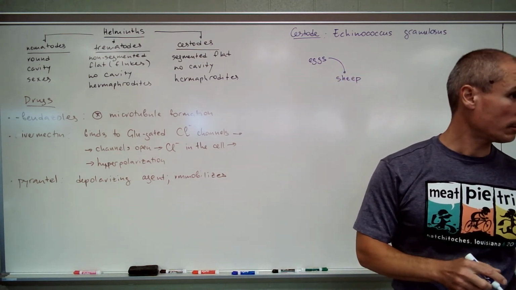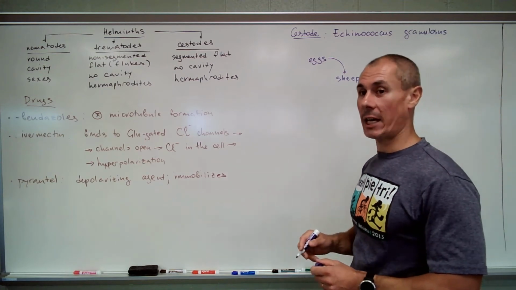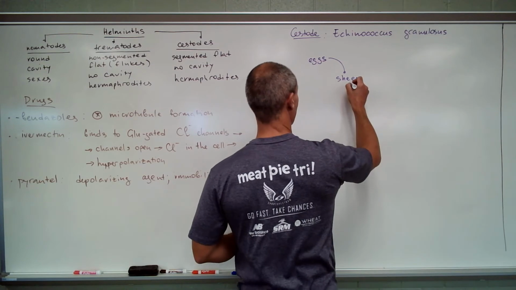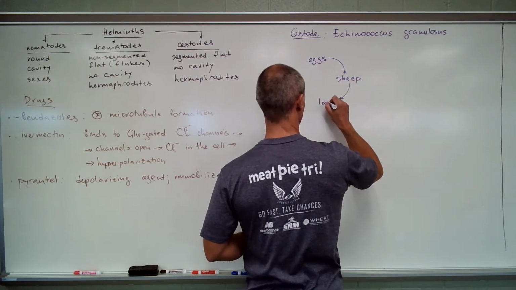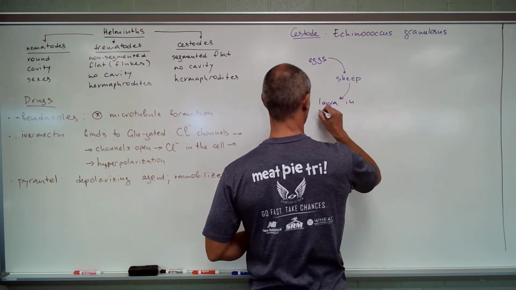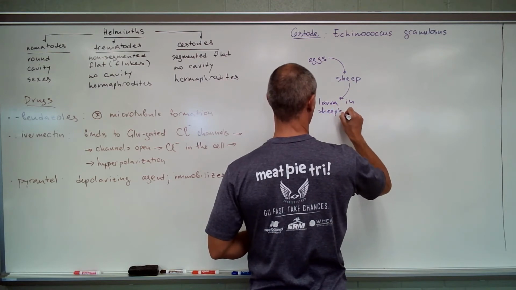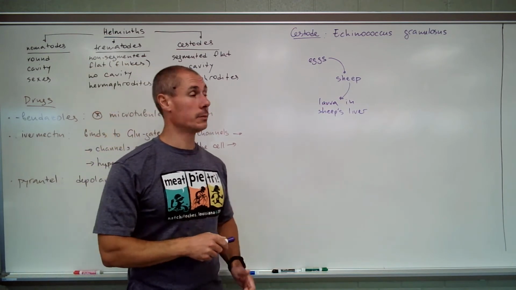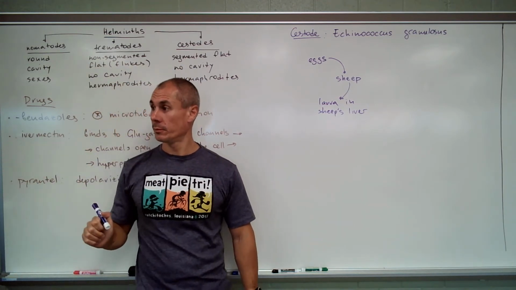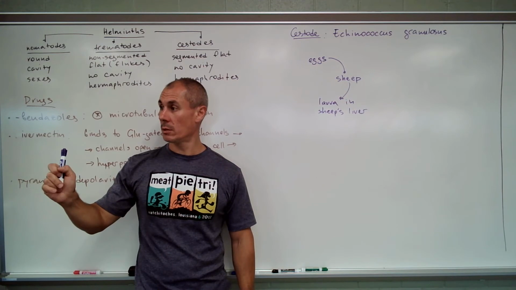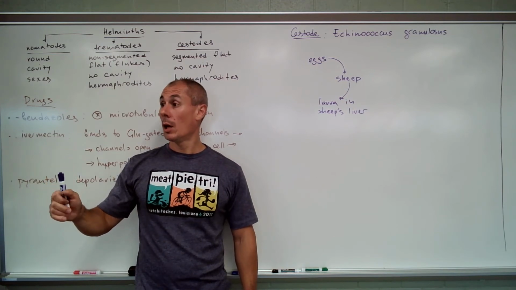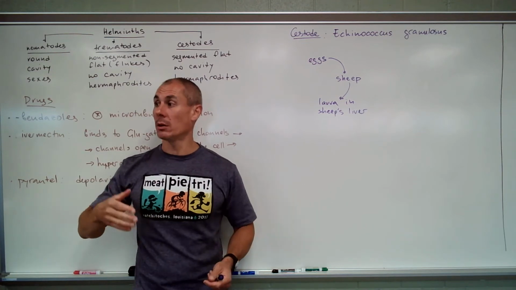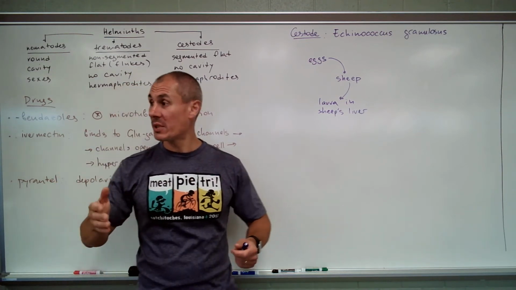Okay? Eggs hatch in the sheep's intestine, become larvae, and larvae migrate into the sheep's liver. We're good so far? Question? The eggs go to the intestines, and then the sheep eat the eggs. They hatch, and larvae move to the sheep's liver.